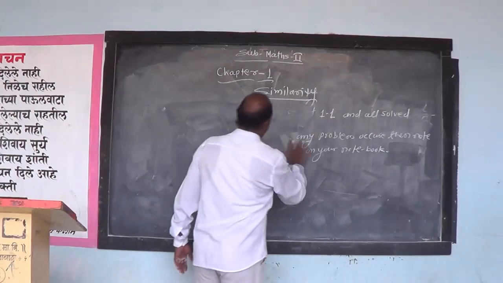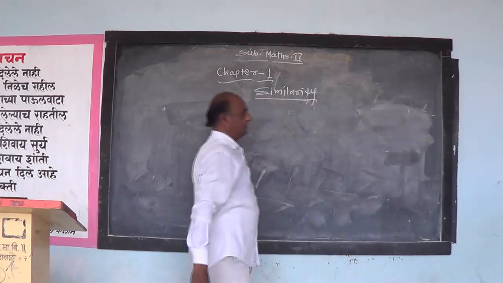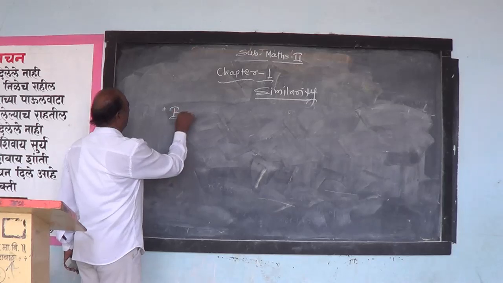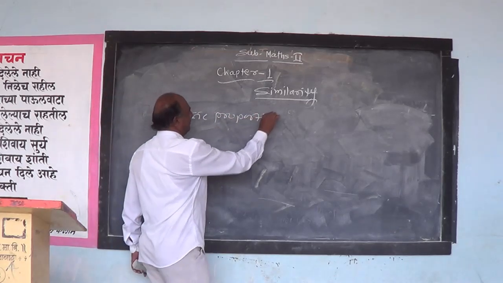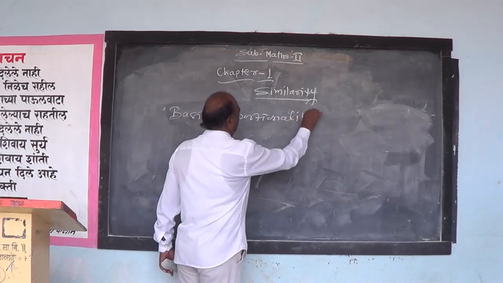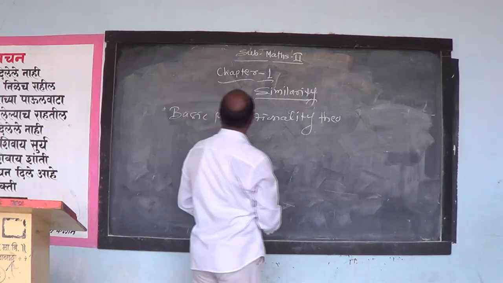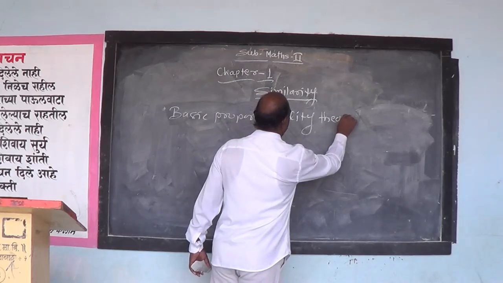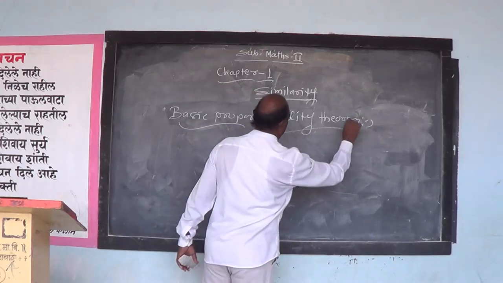Today's next point in this chapter is the basic proportionality theorem, or the basic proportionality property. This theorem is presented as follows.